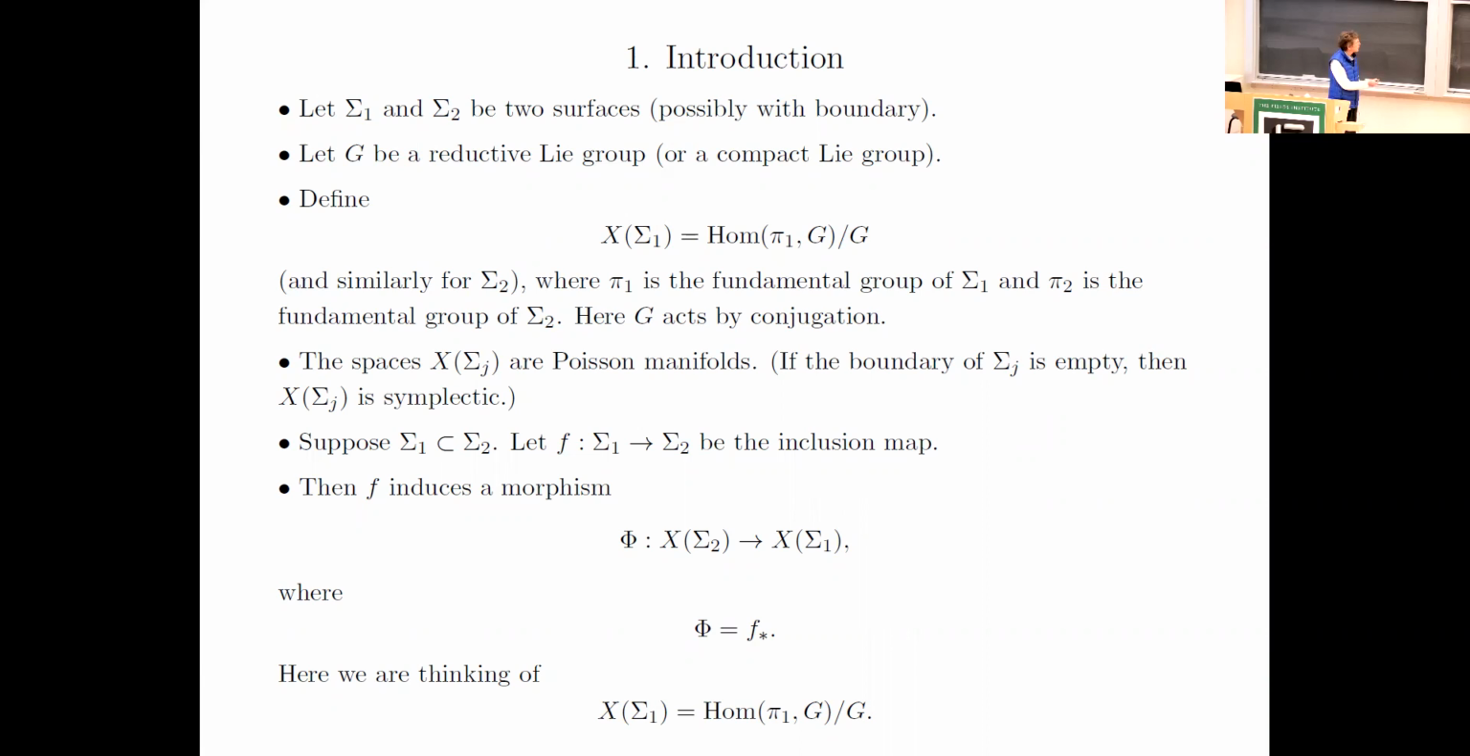So let's suppose first that sigma 1 is just a subset of sigma 2 and F is the inclusion map. So this gives you basically a pullback map from X of sigma 2 to X of sigma 1.